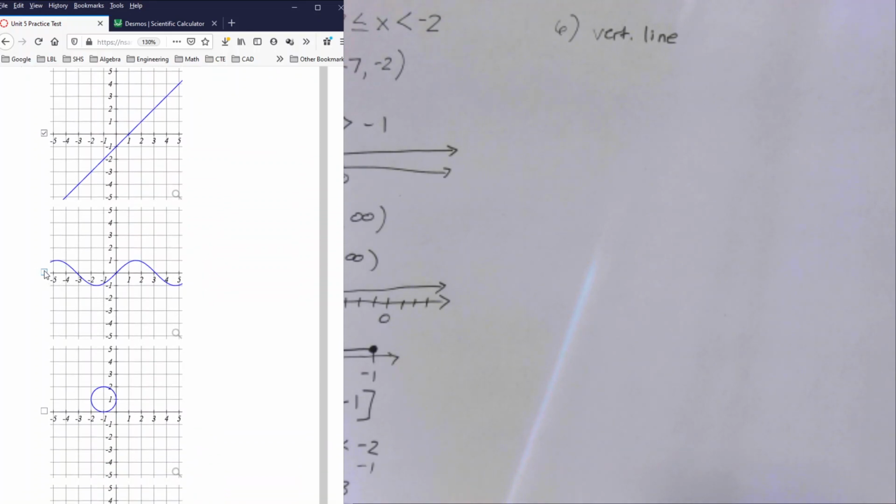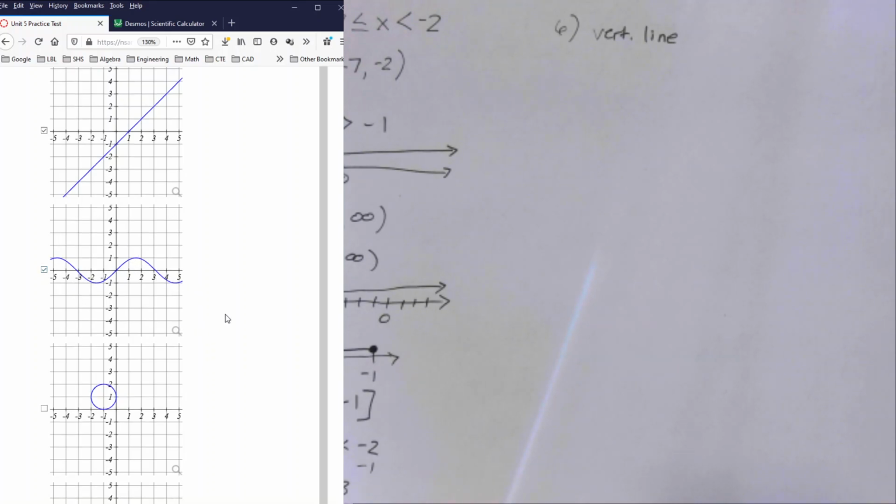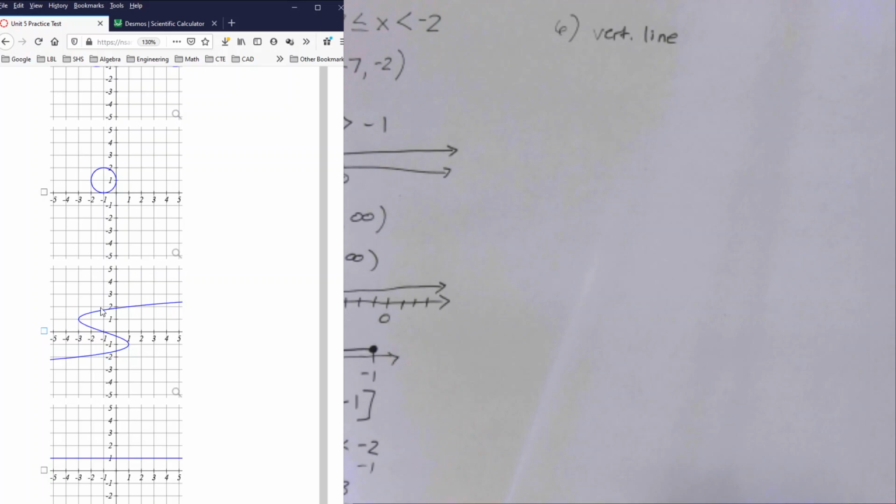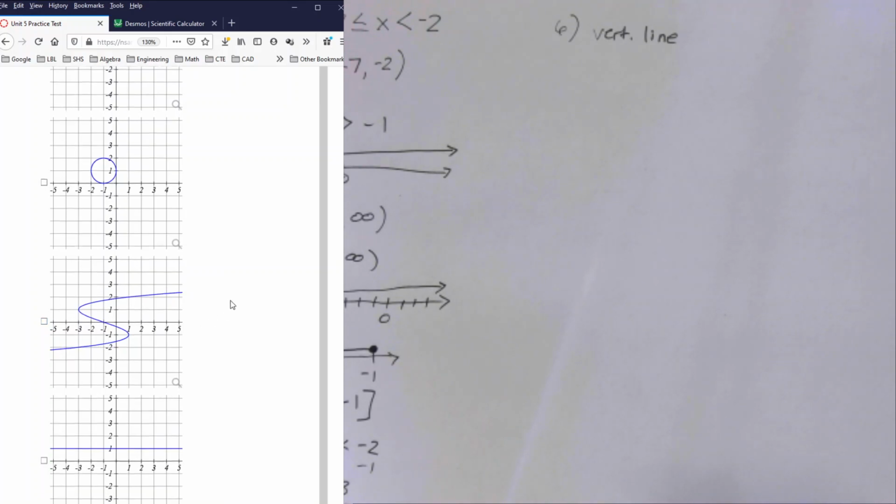Same thing on the second one here. A vertical line passing through this would not touch that more than once. On the third one here, we've got this circle, and so I can imagine a vertical line going right through the middle here. It would touch that in 2 places, so that is not a function. And then this one here, imagine a vertical line going through this, that would also touch that graph more than once. That is not a function.